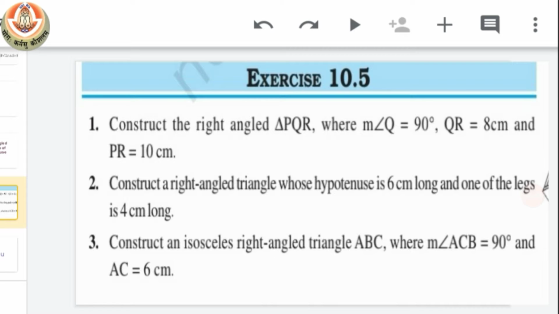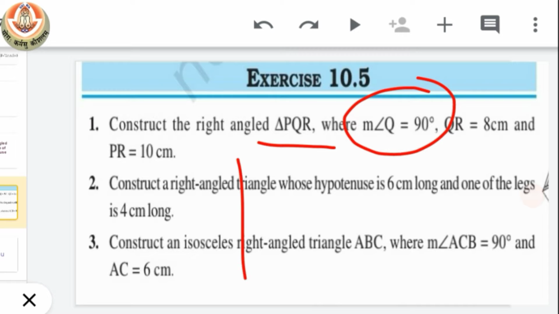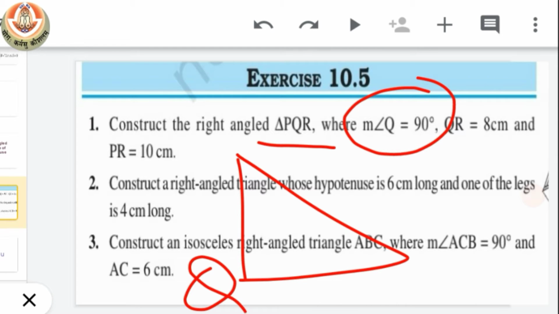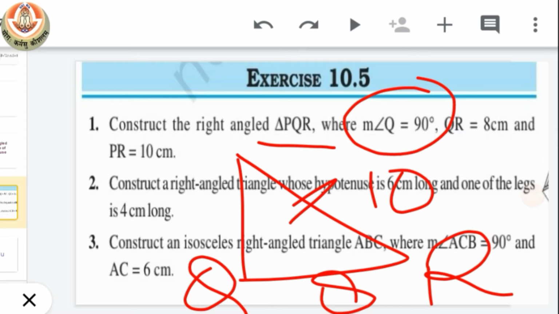In our first question, we have to construct a right angled triangle PQR in which angle Q is 90 degrees. QR is 8 centimeter and PR is given as 10 centimeter. So let's see how we have to construct it.